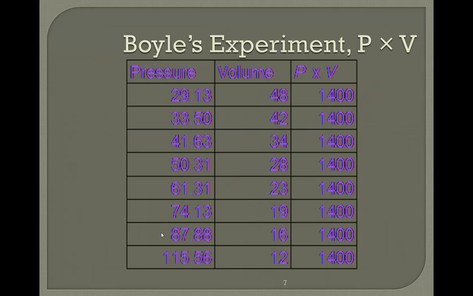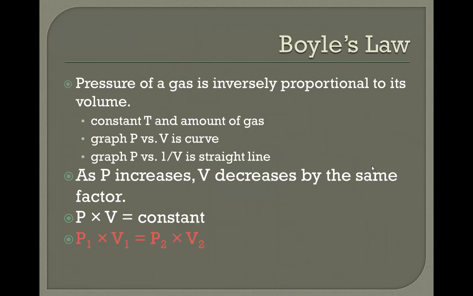Notice in this chart that with Boyle's experiment, when you multiply the pressure and volume together of what was added and what was the result, it always came out to be the same. The pressure and volume were constant. So to sum up, the pressure of a gas is inversely proportionate to that of the volume at a constant temperature and amount of gas. So the moles and the temperature remain the same.